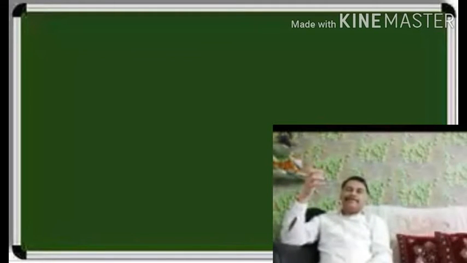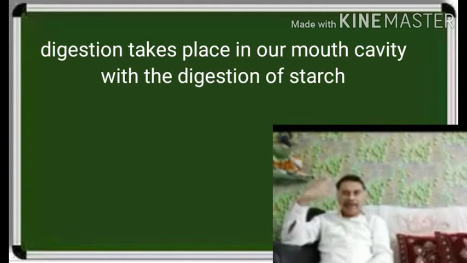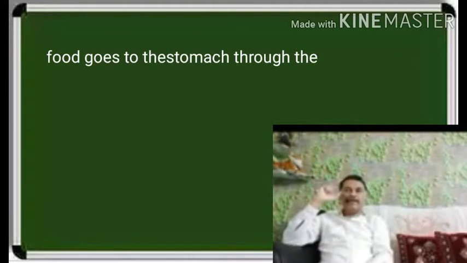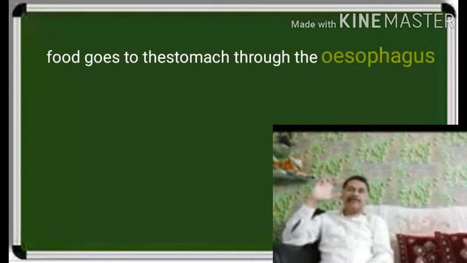So digestion, a very common question: where does digestion take place in the digestive system? The simple answer, it takes place in our mouth cavity with the digestion of starch. After that, food goes to the stomach through the food pipe. This is also called the esophagus. It starts with O-E-S-O, but esophagus is the pronunciation.